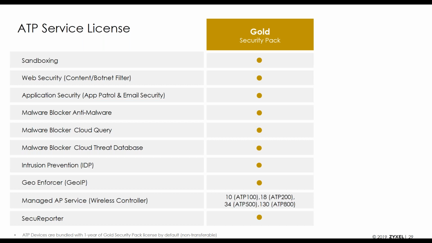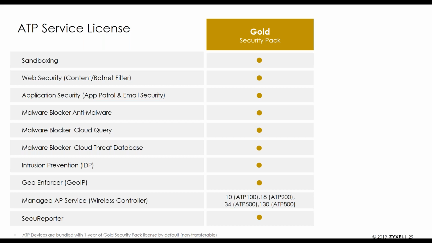So the ATP service licensing, as I said, is quite simple with this particular series, because you only have the Gold Security Pack. There was a Silver once upon a time, but they've scrapped that, and now we've just got the Gold. And with that, you get the sandboxing, the web security, which is the content filter and the botnet filter. You get the application security, which is the app patrol and the email patrol security. You get the malware blocker for the anti-malware, the cloud query, which is like the online database, along with a cloud threat database. You've got IDP, which is intrusion prevention.